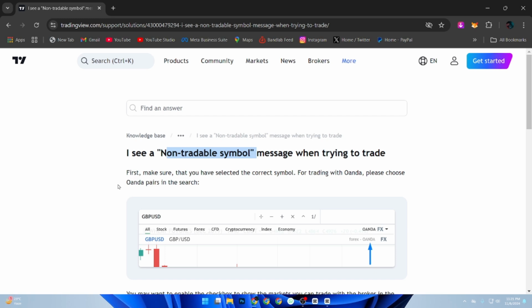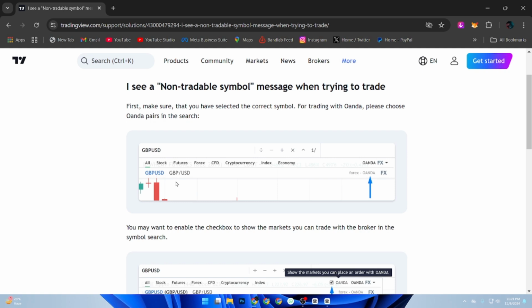Let's dive in. First of all, let's make sure that your broker is connected. Go to the bottom of the TradingView chart and find the Trading Panel tab. Click on it and from here, ensure you are connected to your broker account. Sometimes this issue happens if your broker isn't connected properly.